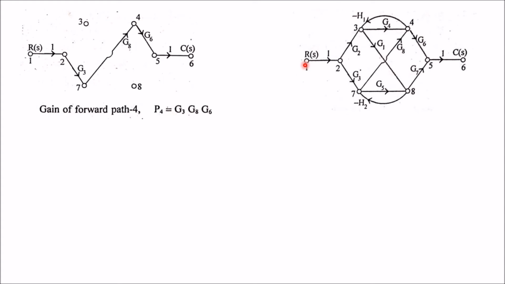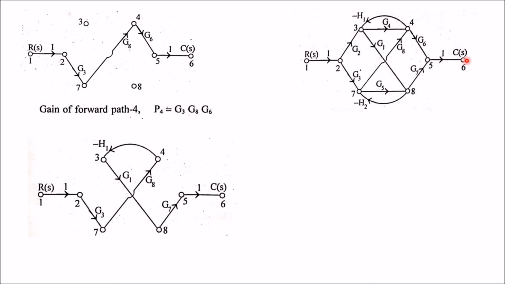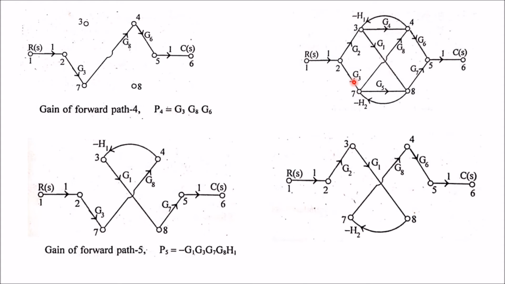So if you travel from node 1 to node 2, then you go to node 3, then you come to node 8, then you go to node 7, then you go to node 4, then you go to 5, then to 6. How does it look? It looks like this. Let me just repeat the other one. So this is another one and this is another one.